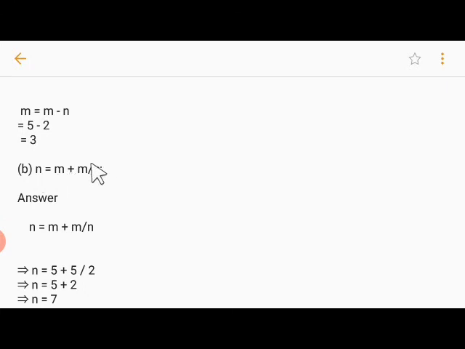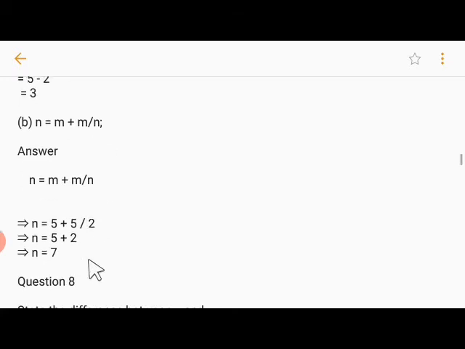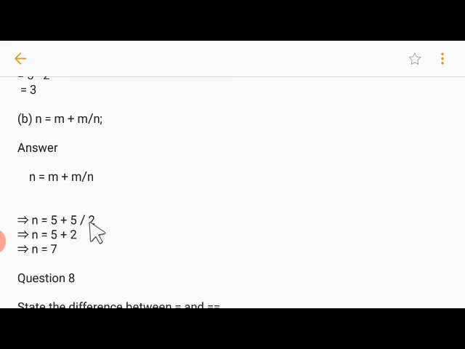Now the second one is quite unique in one way, because n = m + m / n. So m / n is a fraction. m is integer value 5 and n is also integer value 2. So 5 / 2 will also produce an integer value, so that will not be 2.5, that will be 2. So here you can see n = 5 + 5 / 2. So n = 5 + 2, that will be 7.